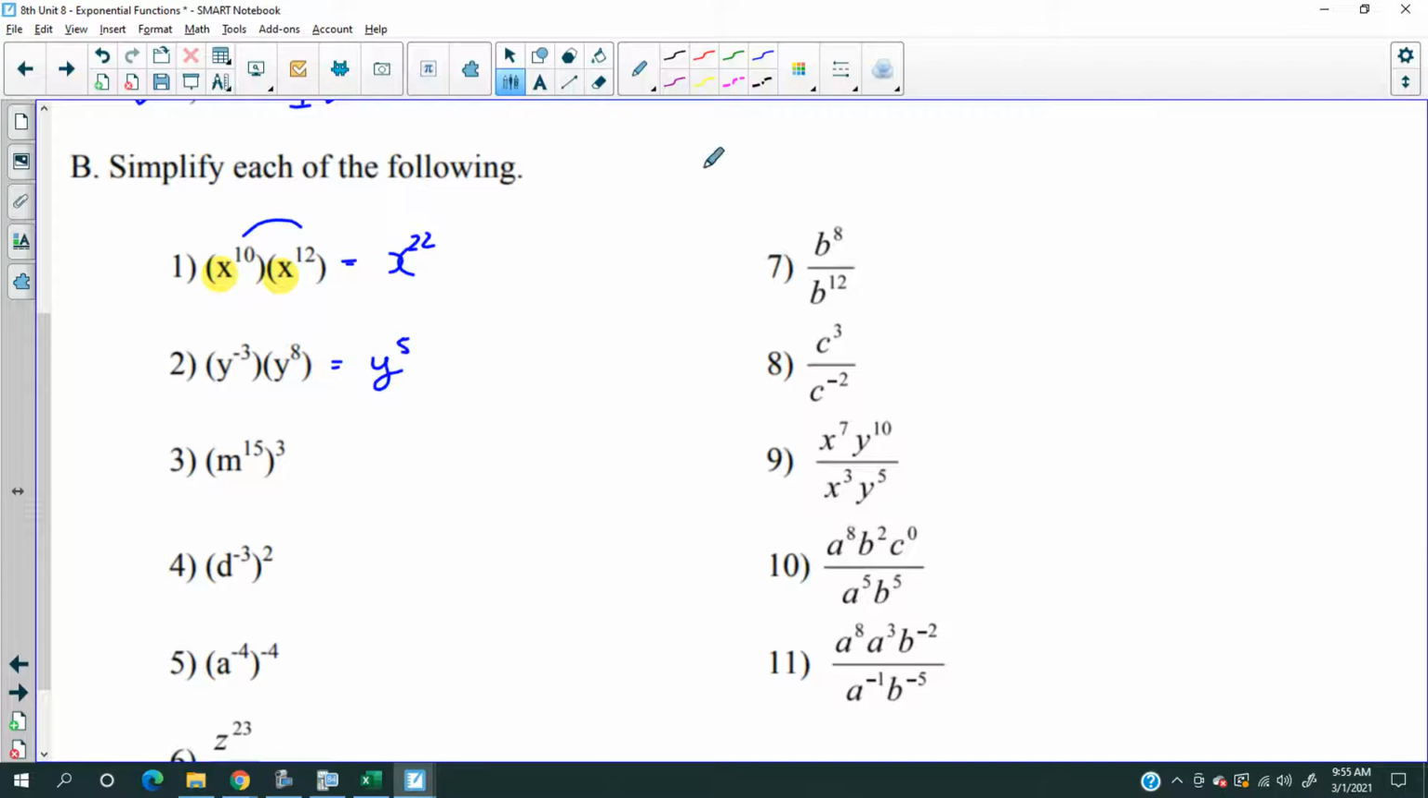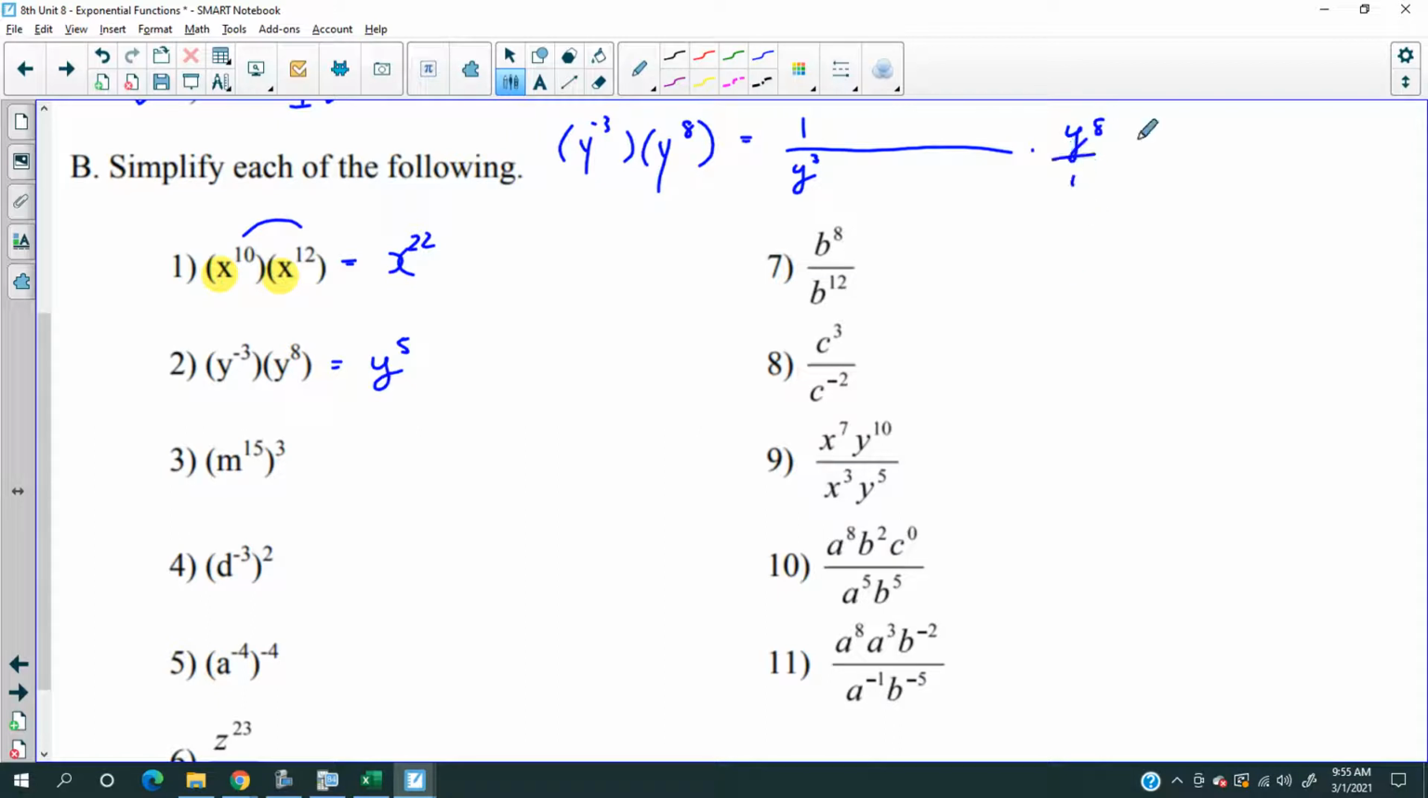In case you're wondering why that's the case, think about it like this. Here we have y to the negative third times y to the 8th. Right off the bat, I can turn this negative exponent into a fraction with a non-negative exponent: 1 over y to the 3rd, where the 3 is positive and the y stays the same. And then I'm going to multiply this whole thing by y to the 8th.